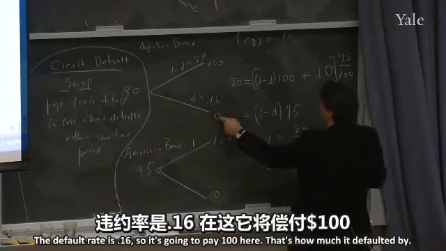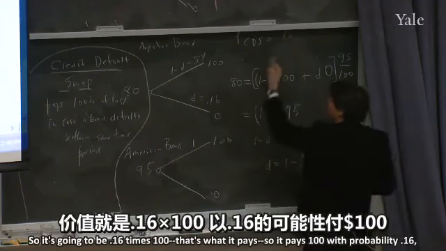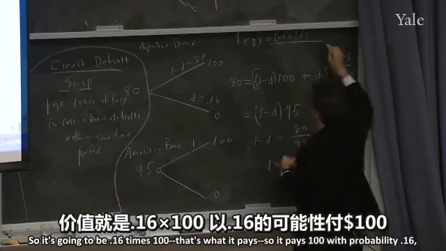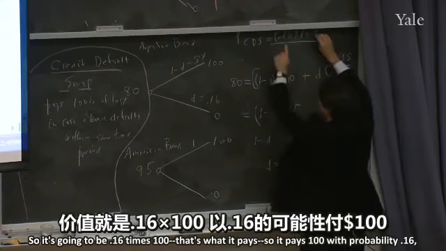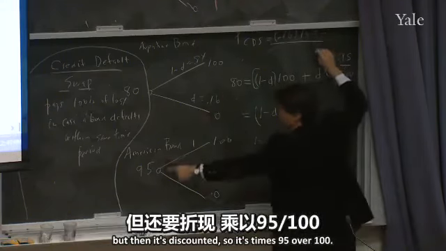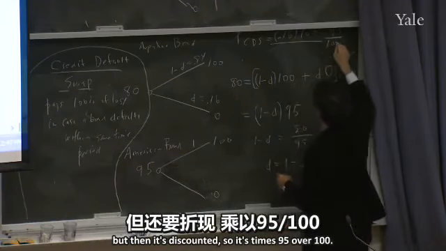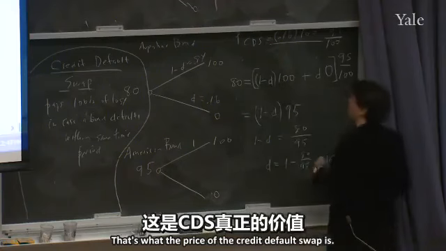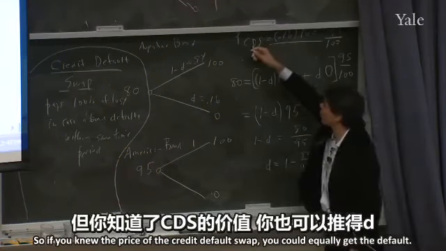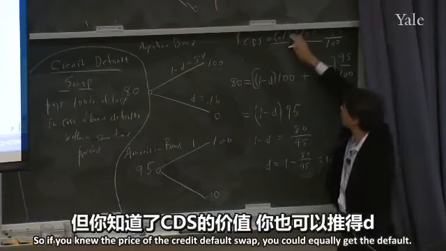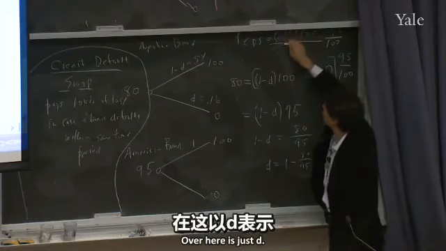That's how much it defaulted by. So it's going to be 0.16 times 100. That's what it pays. So it pays 100 with probability 0.16, but then it's discounted. So it's times 95 over 100. That's what the price of the credit default swap is. So if you knew the price of the credit default swap, you could equally get the default rate. This is D. Over here is just D.